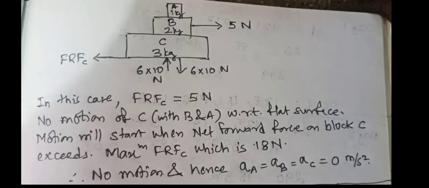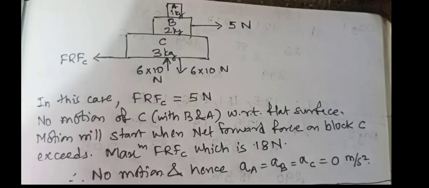Horizontally this is 5 Newton, and your maximum frictional resistance force at C on the surface at the bottom of C is, we have seen, 18 Newton. Because 5 Newton cannot overcome 18 Newton, there will not be any motion between the surface and the body. So there will be no motion between B and C, and there will be no motion between C and the surface. If 5 Newton would have overcome any of these two maximum forces, then only the relative motion will start and there will be acceleration.